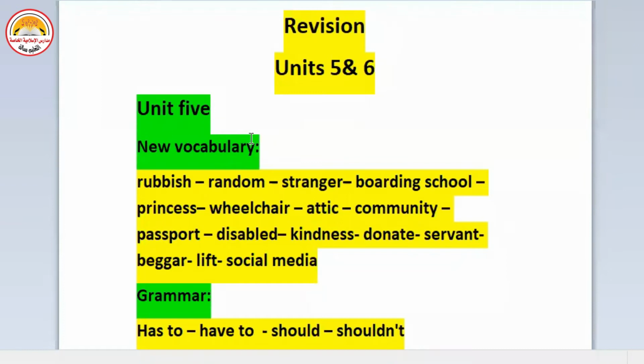Here in unit 5, we have main vocabulary such as rubbish, random, stranger, boarding school, princess, wheelchair, attic, community, passport, disabled, kindness, donate, servant, bigger, lift, social media. This is concerning the main vocabulary in unit 5.